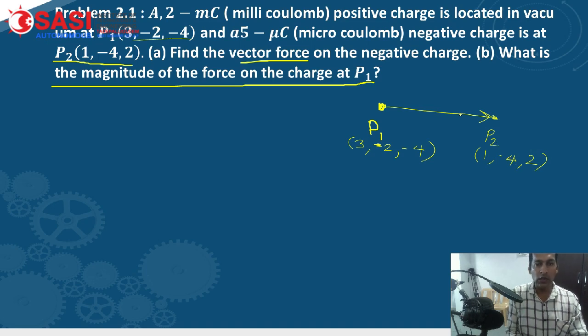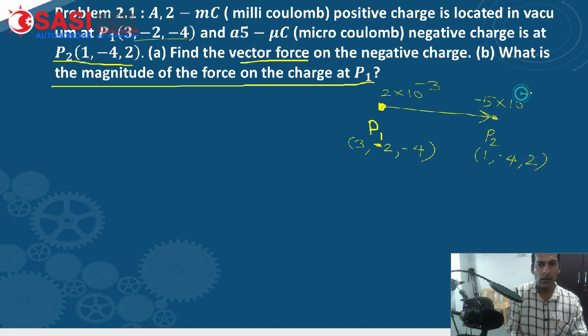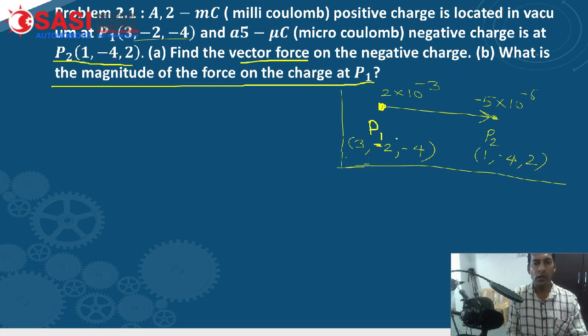And how much charge is present on P1? On P1 we have 2 into 10 to the power minus 3 coulomb. And on P2 how much charge is there? We have minus 5, negative charge. So it is given by 5 into 10 to the power minus 6. So this is the setup for our example. So here we can imagine the system.